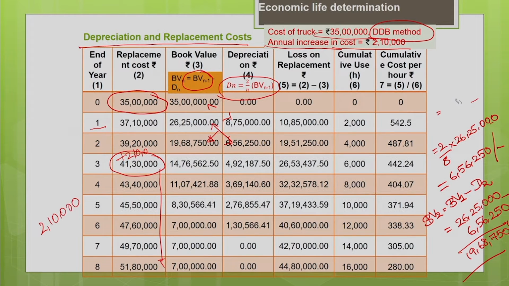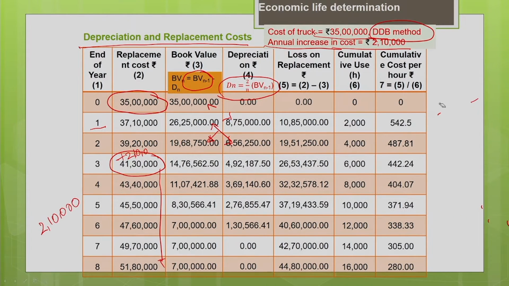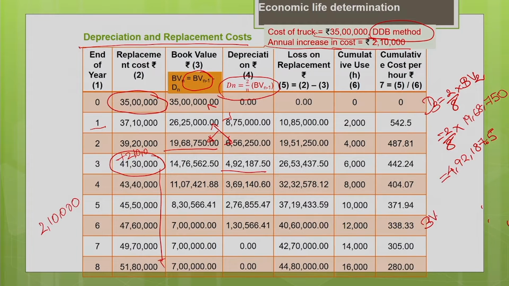Okay. So, one more sample calculation I will show so that your understanding will be better. Now we are going to calculate the depreciation for the third year. Depreciation for the third year is nothing but 2 by 8 into the book value at the end of the second year, which is 19,68,750. So, that gives you the depreciation for the third year as 4,92,187.5.